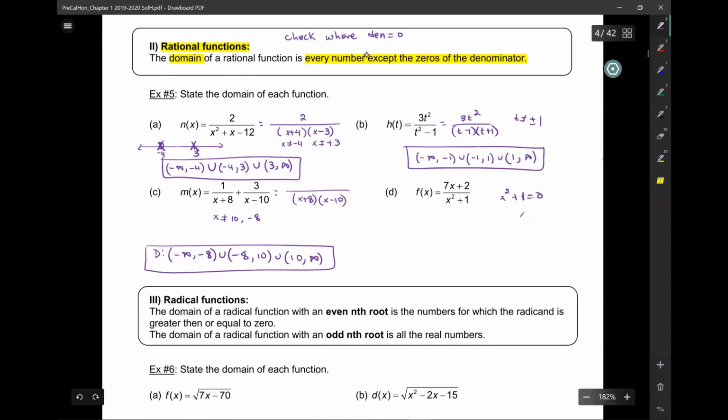Okay, so let's do that. X squared equals negative 1. Take a square root. X is plus or minus the square root of negative 1. That's an i, right? Well, that means there is no real number for which the denominator is 0. If there is no chance of the denominator ever being 0, then the domain is all real numbers. The denominator is never equal to 0.